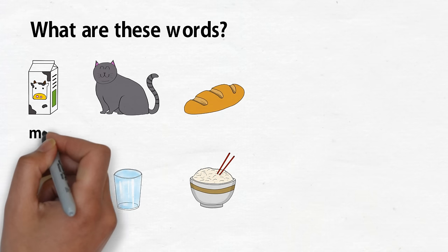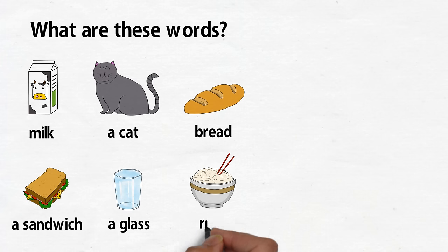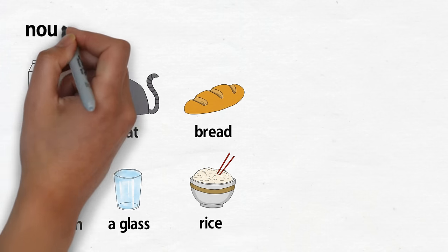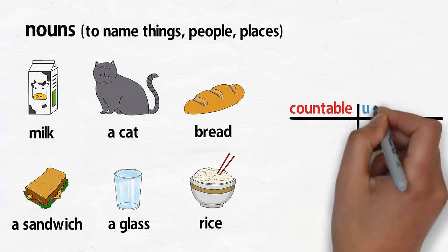Here we have milk, a cat, bread, a sandwich, a glass, and rice. These words are called nouns. There are two types of nouns, countable and uncountable.